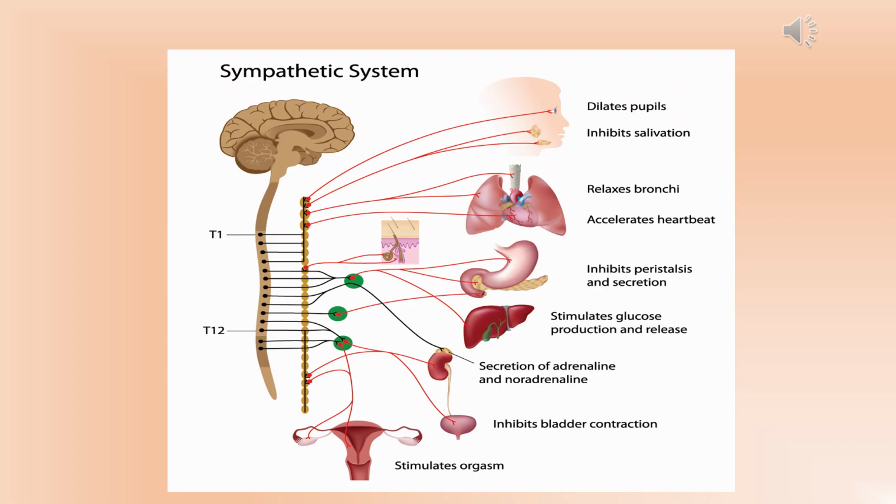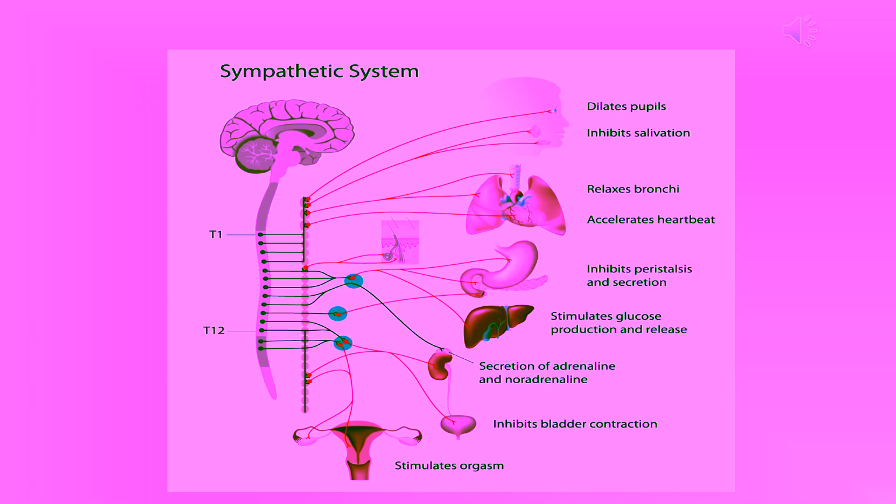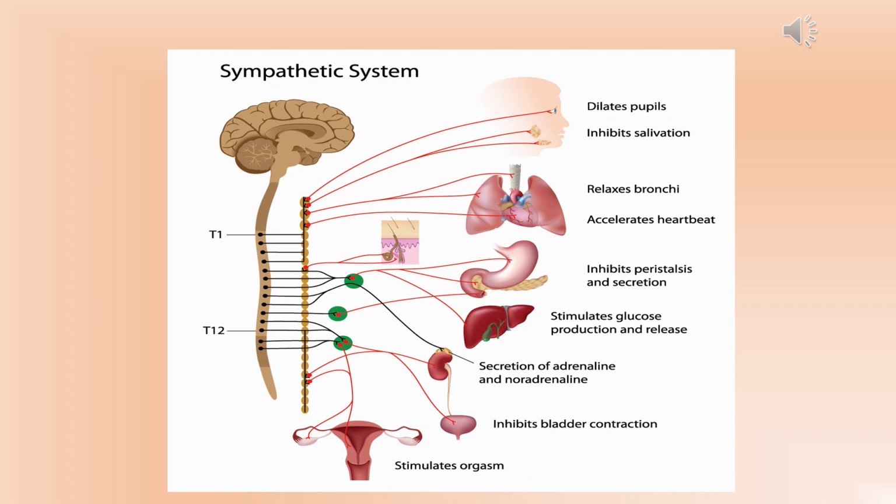Well, if we constricted pupils by way of the parasympathetic fibers, then in the case of sympathetic stimulation, the pupils will dilate. Remember that we prompted salivation in the parasympathetic division. Well, in the sympathetic division, that will inhibit salivation. The mouth will go painfully dry if you are very nervous.